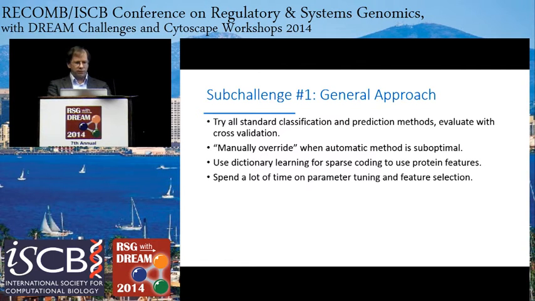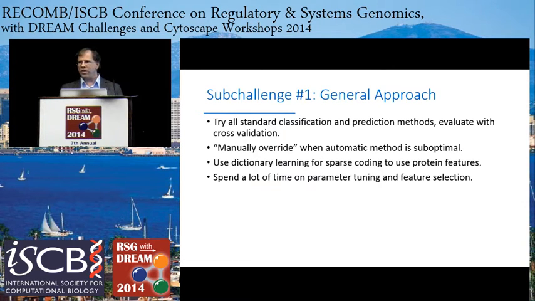So our general approach for subchallenge one, which I'll spend most of my time on, was to try all standard classification and prediction methods and evaluate a lot with cross-validation. After getting our basic off-the-shelf machine learning method, we did a manual override, which is basically a kludge that we found to be useful, which was simply to list the flu HDAC treatment as a perfect predictor of remission, and that worked very well for us.